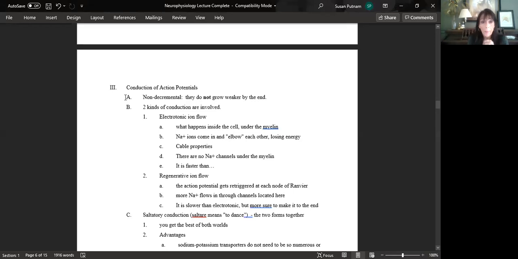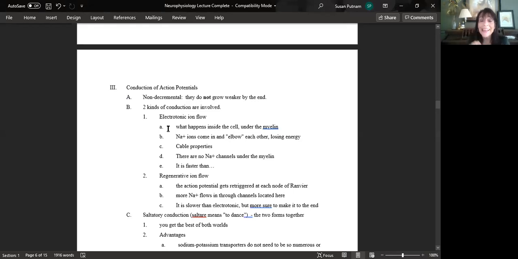First, it's really important to remember that action potentials do not grow weaker as they travel down the axon. Therefore, they are called non-decremental. They do not grow weaker. And there are two kinds of conduction that are involved: electrotonic ion flow and regenerative ion flow.